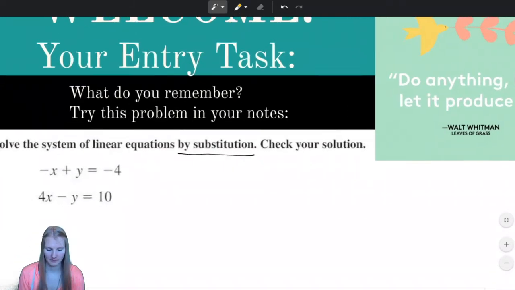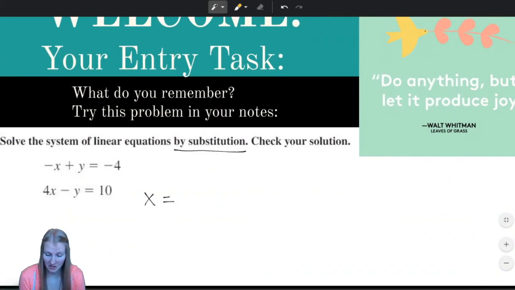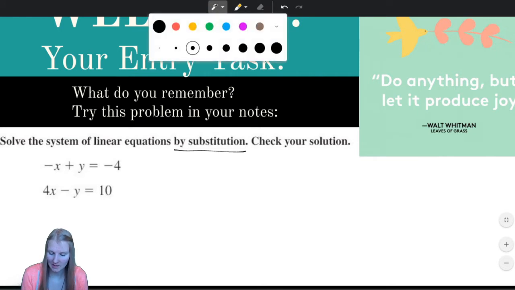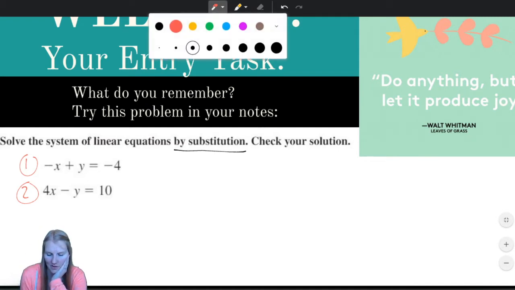So, if I look at this system of linear equations, I notice that I don't have x equals or y equals. So that's my first step. Let me label these equations. This will be equation number 1, and this will be equation number 2. And that'll help us keep track of what equation we're working with.